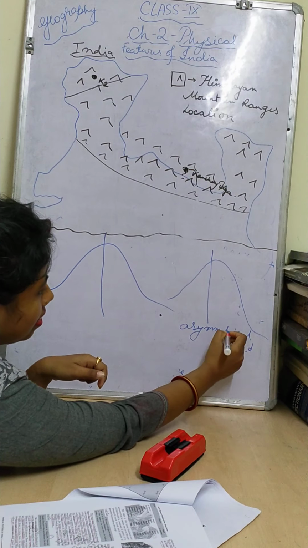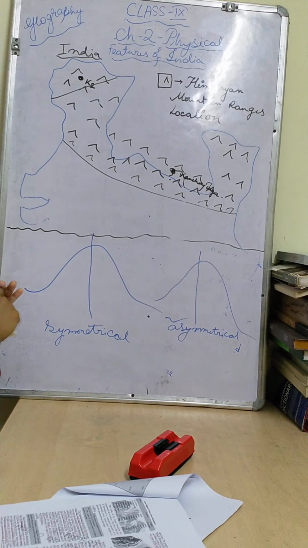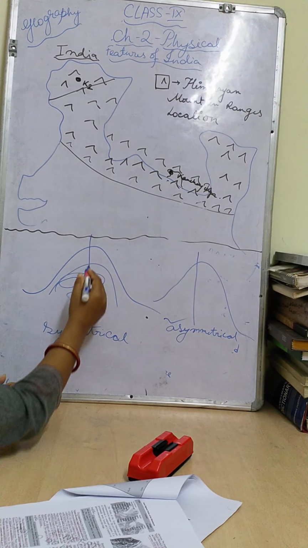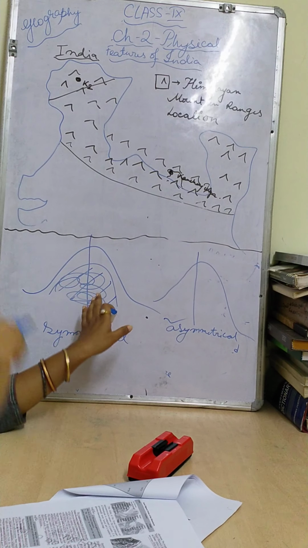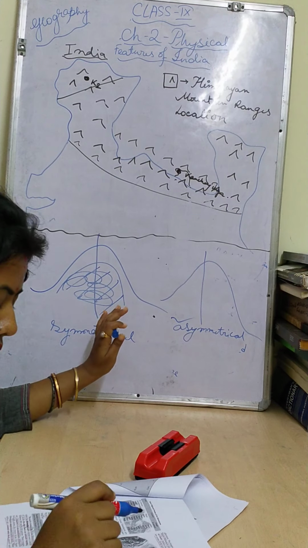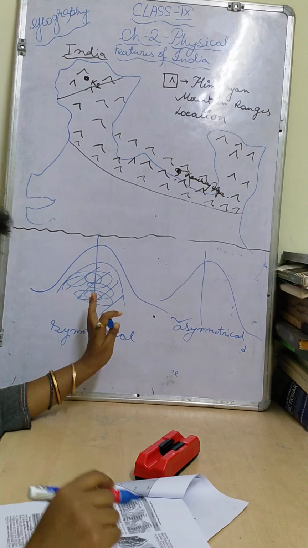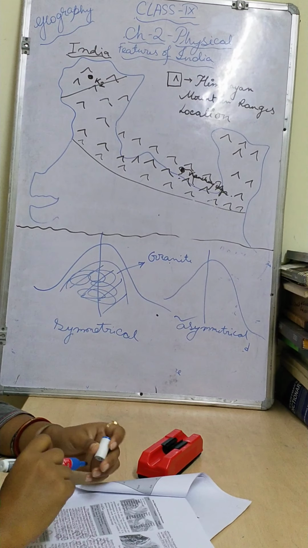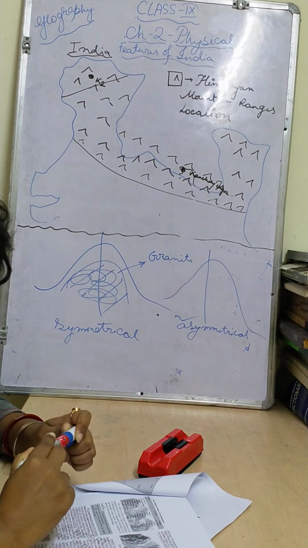Next, I will tell you about the core of this part. I think children you know better that fold mountains are generally made up of sediments. Sedimentary rocks are in the above portions, but the core means the inside materials. That's why the core is mentioned here. This core is composed of granite. Mostly the rocks are made of granite. Granite is a type of rock. I think children you know that it is an igneous rock. It is very hard in nature.